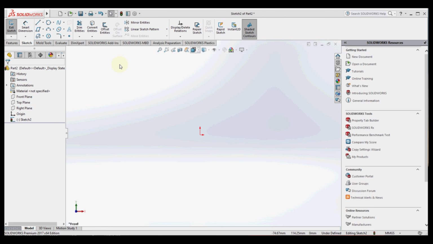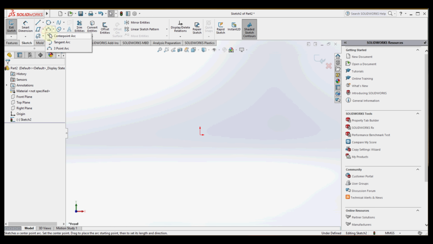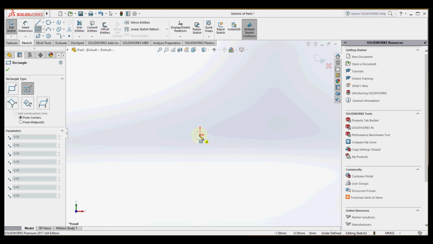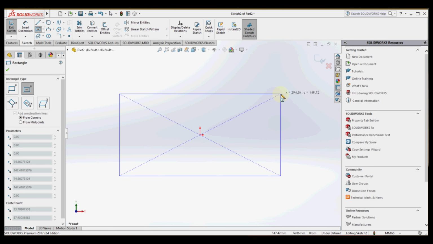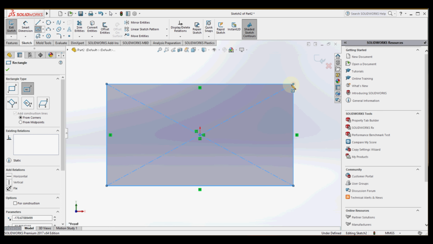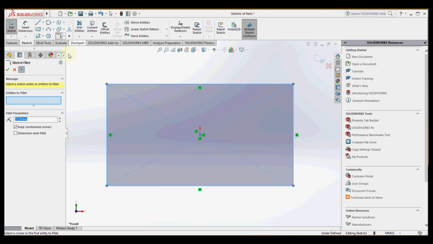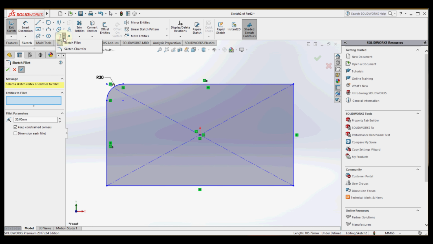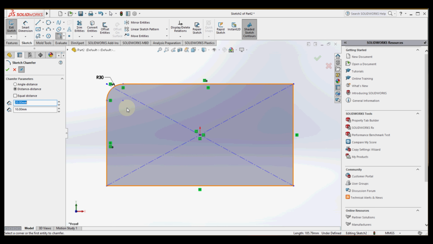The last topic is about fillet and chamfer. Fillet can be drawn by feeding the radius, by which the sketch is filleted. And the chamfer is done by giving either a single distance or a distance and angle.